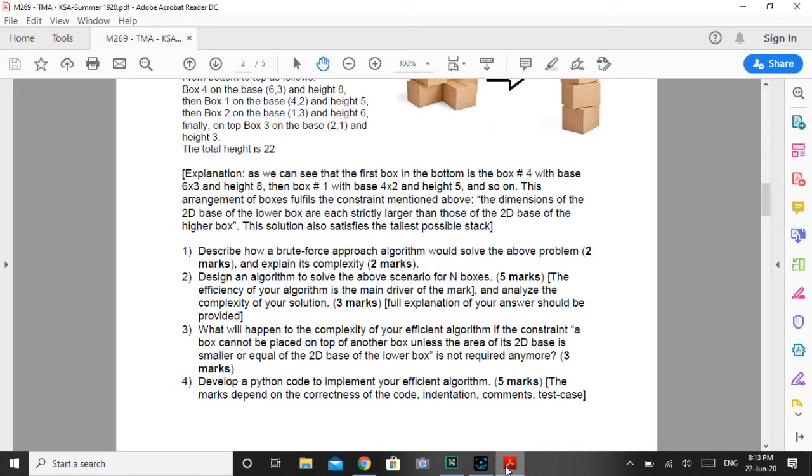Okay. Right. Now, the fourth one is to develop Python code to implement your efficient algorithm. That's it. This is the code. The second question, I think it's very straightforward.